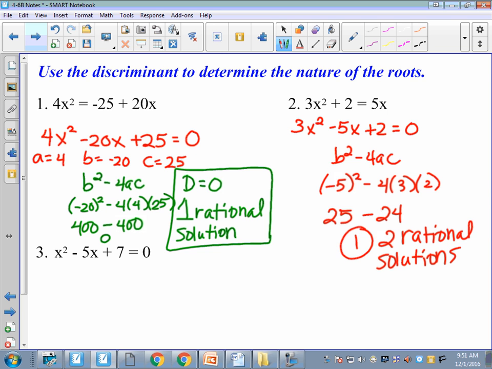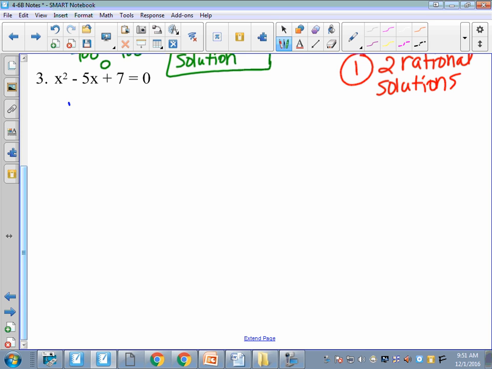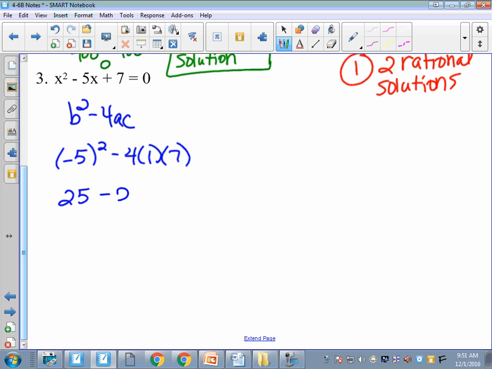Number 3 here. It's already in the right order. So I'm going to just go ahead and put b squared minus 4ac, not equal to 0, sorry. So b squared is a negative 5 squared minus 4 times 1 times 7. That's 25. Take away 28, which leaves me with a negative 3. So my discriminant is negative 3, which tells me I'm going to have two complex solutions, or two imaginary solutions.